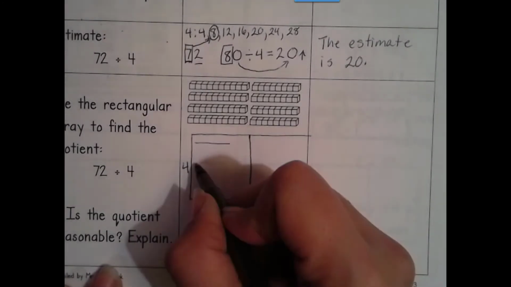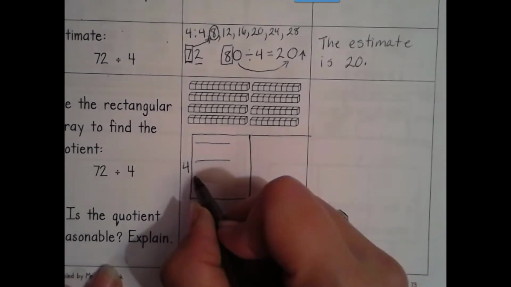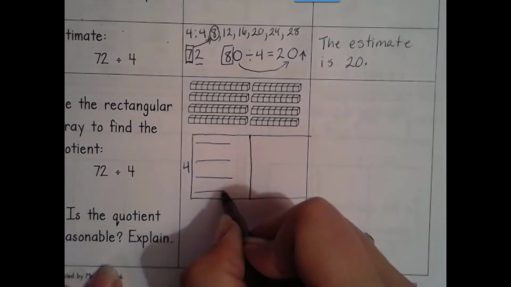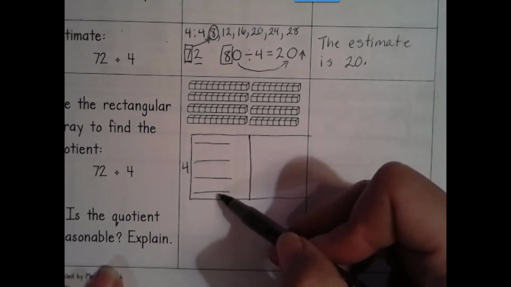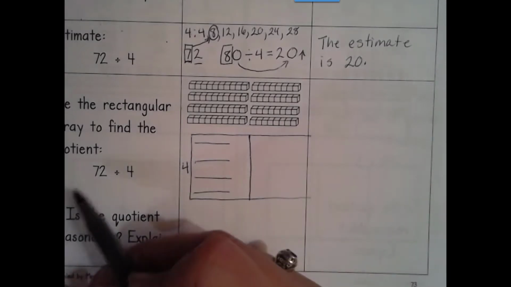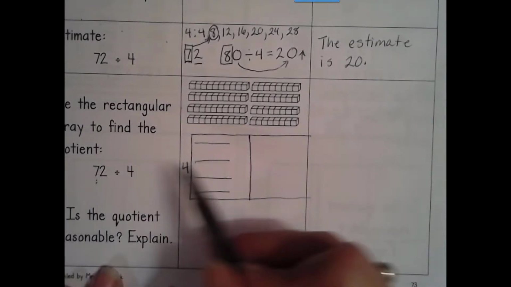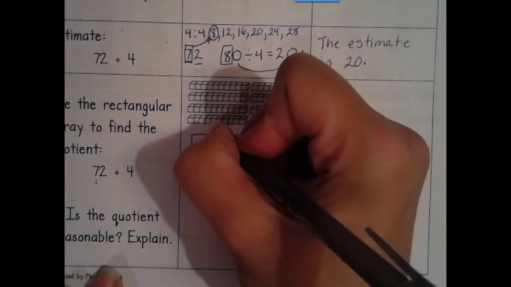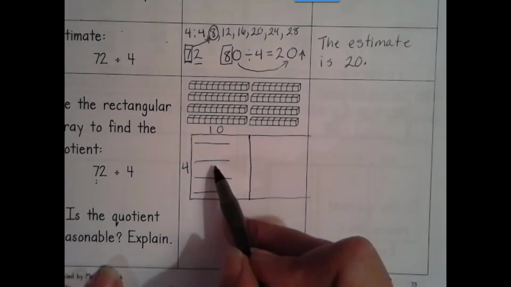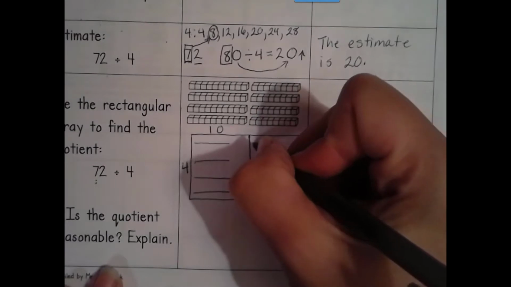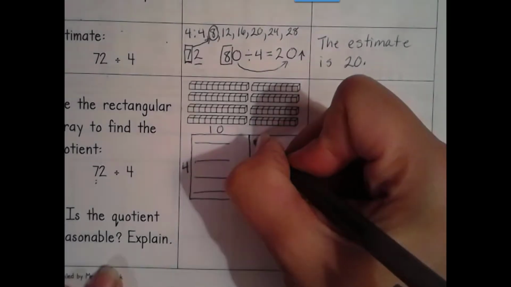So 10, 20, 30, 40. If I put another 4 tens, that would be 50, 60, 70, 80. That's too high. So one set of tens for each row works. So one row has 10, 20, 30, 40. Now I need to move over to my ones.